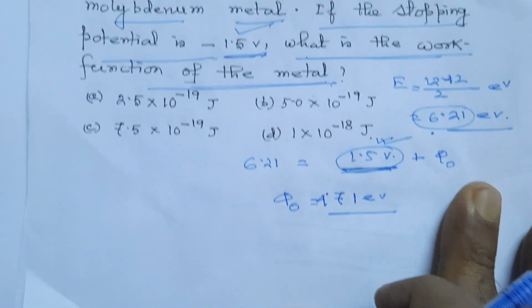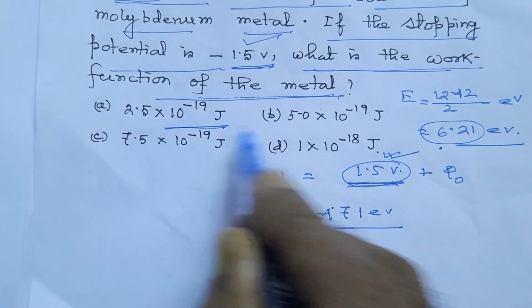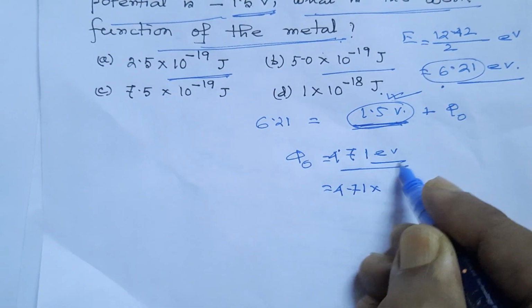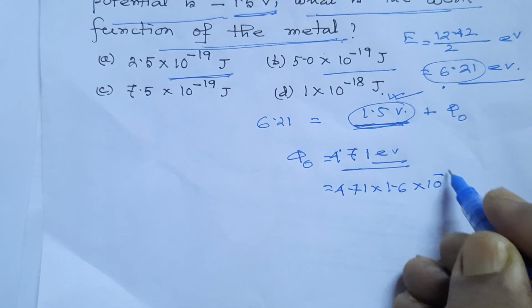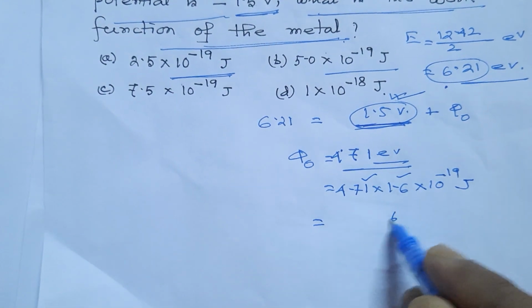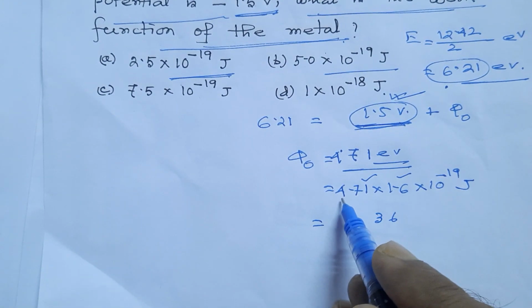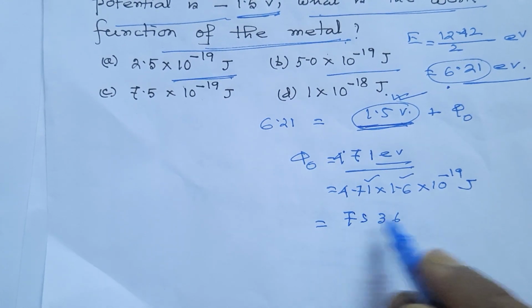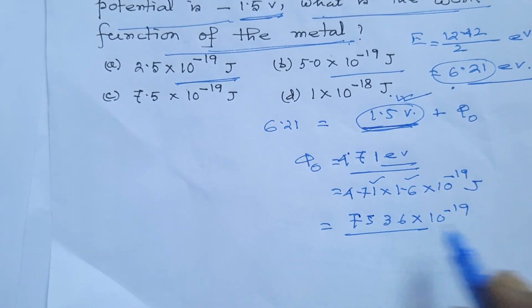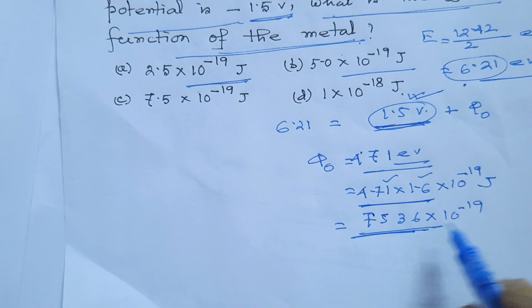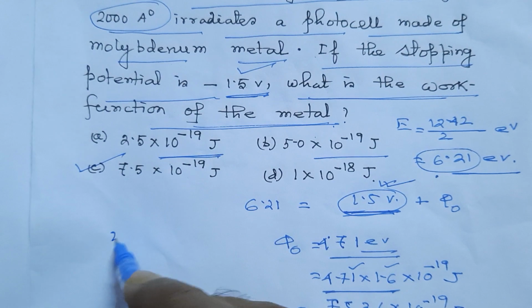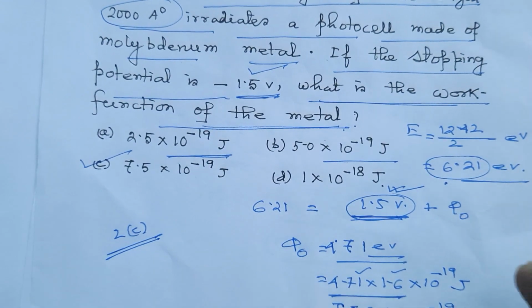You are to calculate it in joule. All the options are given in joule unit. So that is 4.71. We know that 1 electron volt equals 1.6 into 10 to the power minus 19 joule. So the multiplication gives you 7.536 into 10 to the power minus 19 joule. So the correct answer is C. The answer of question number 2 is C.